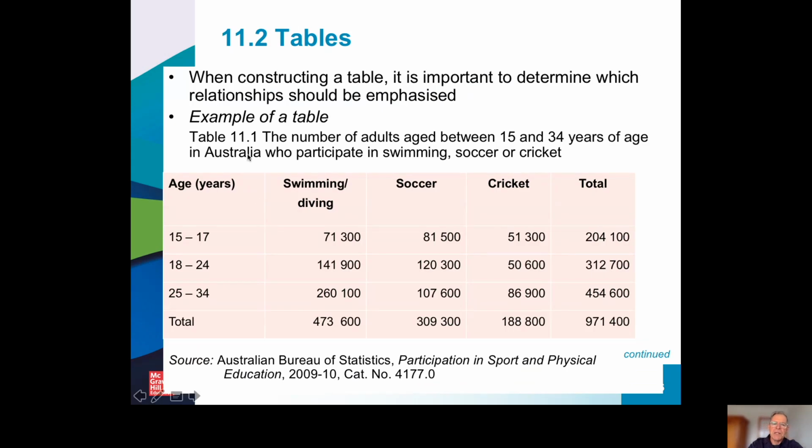First way you might want to present data is in a table. So we can break data down. We've got age groups here, we've got different codes of sport, and we can gather it. And from here, we can do a whole lot of analysis, percentages, and work out where the trends are.